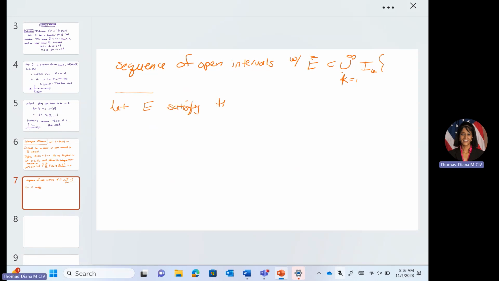Almost done. For the most part, you just need to work with that outer measure. You don't have to deal with the rest of this.